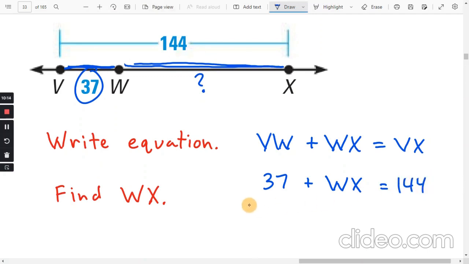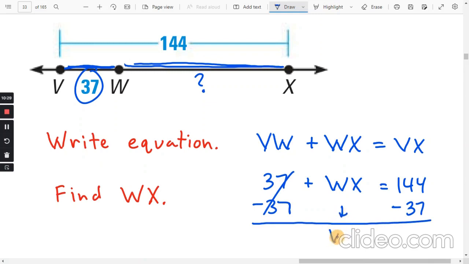And of course, it's the same as solving for X. You just do minus 37 on both sides. Cancels here. Bring down your WX. And that equals 14 minus 7 is 7. That equals 107.